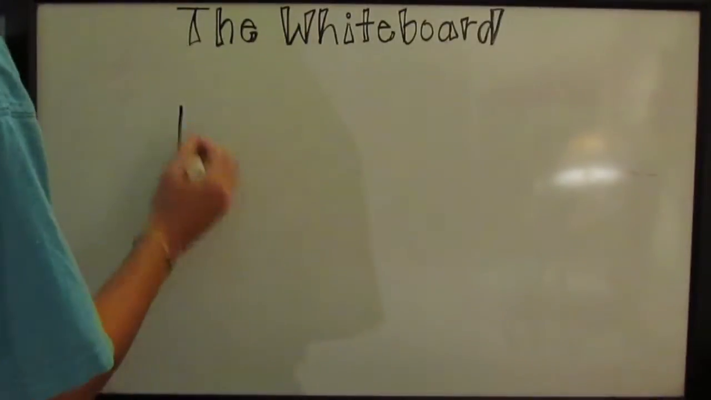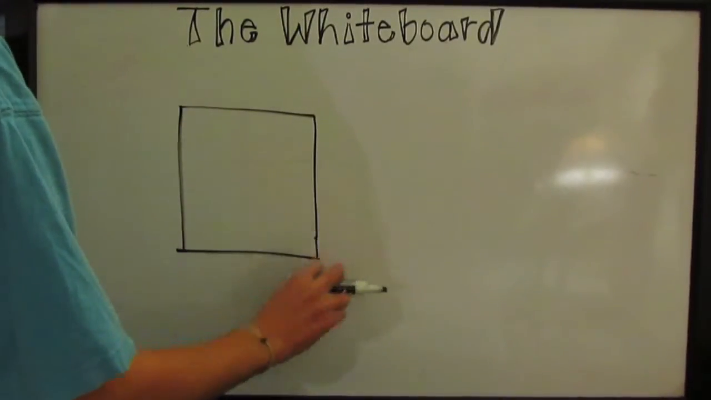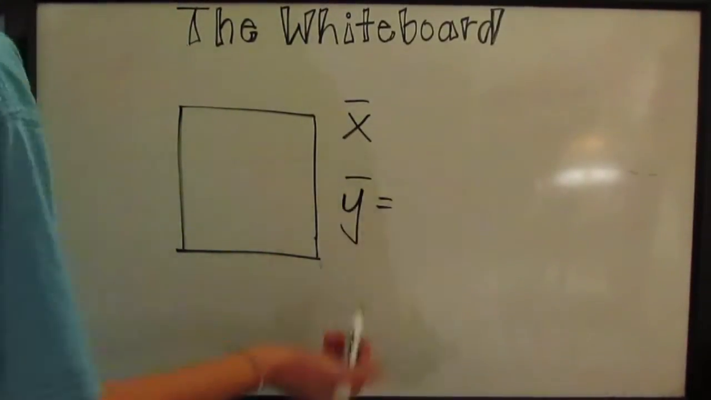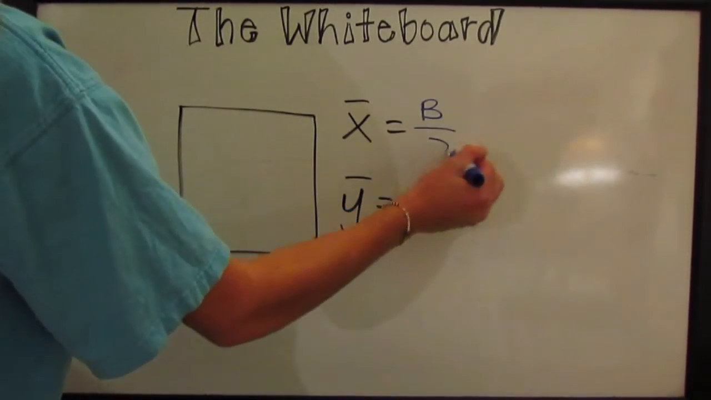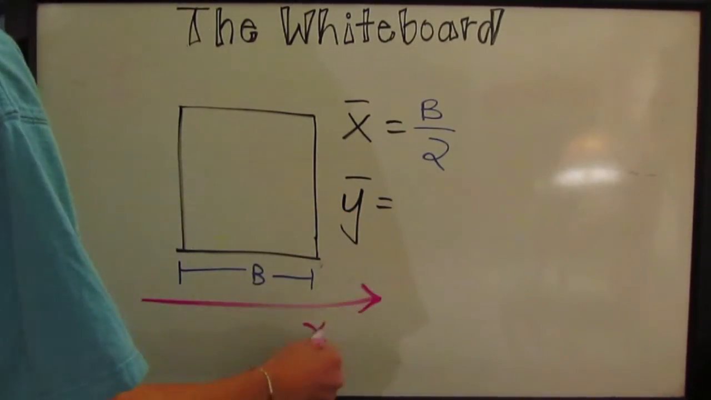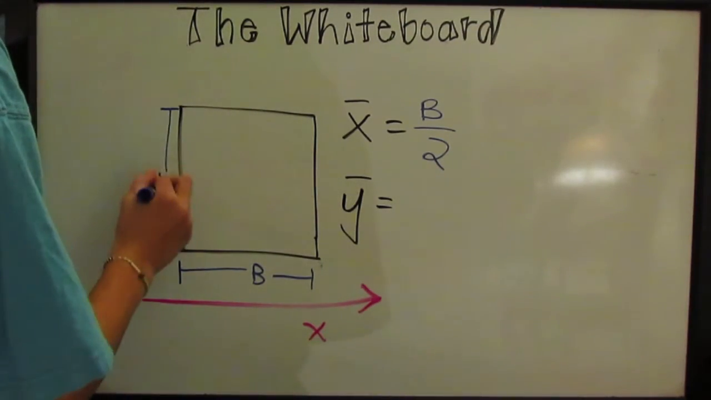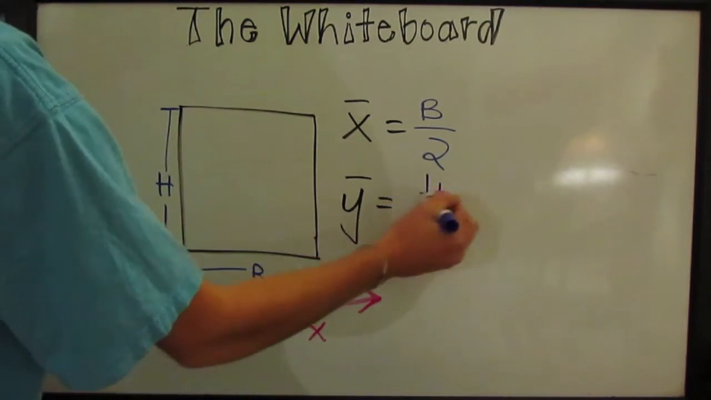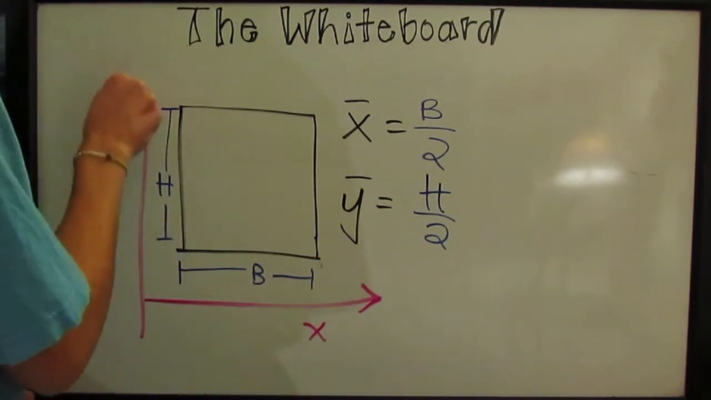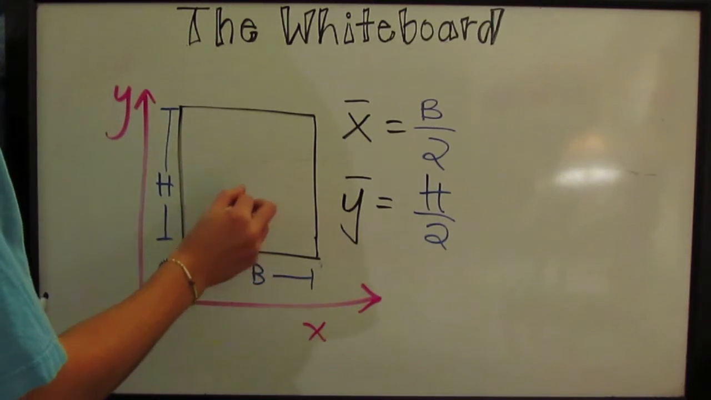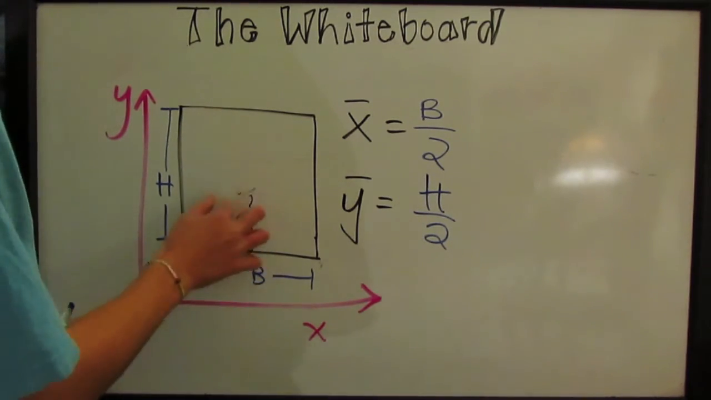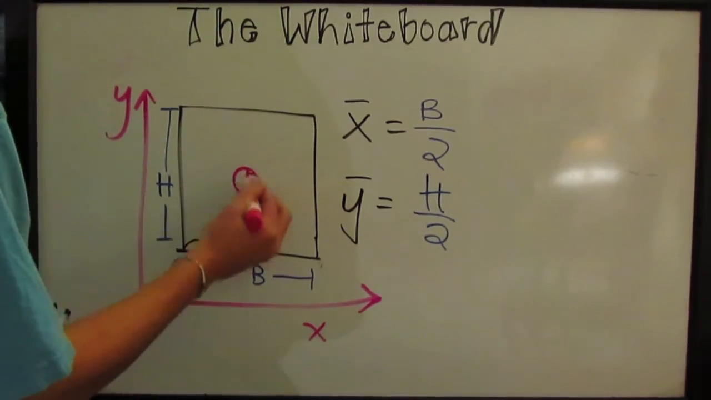Let's take a square for example. The equations you will need are x bar and y bar. X bar deals with the base of the shape, and you can easily remember this because it parallels the x-axis. Y bar deals with the height and has the same easy trick. It parallels the y-axis. The values for x bar and y bar will become the ordered pair of the centroid. For a square, the centroid will be located right about here.